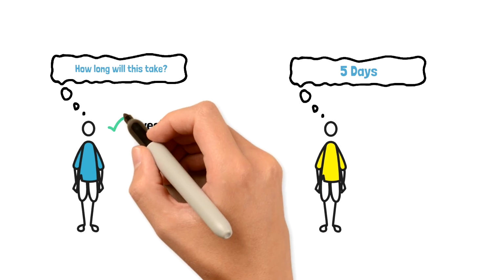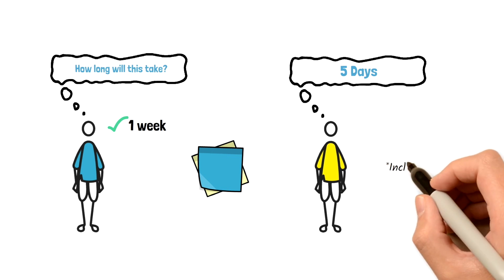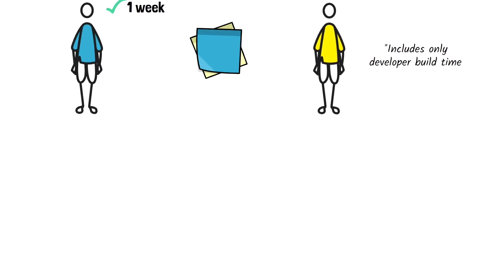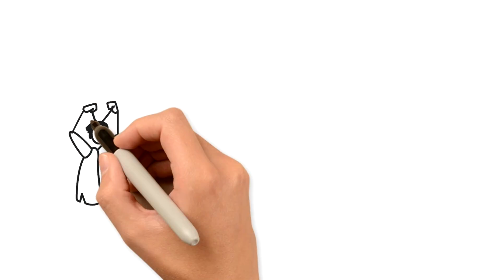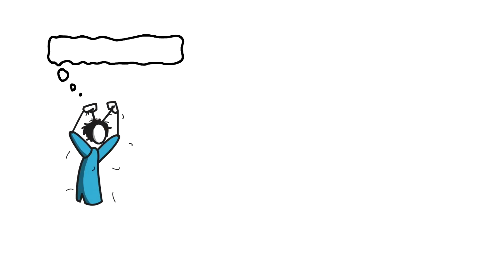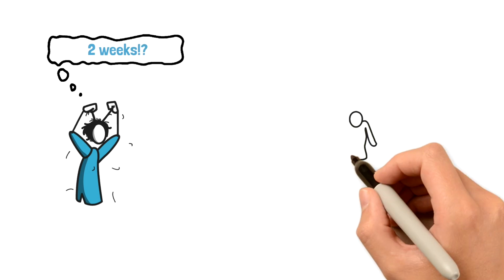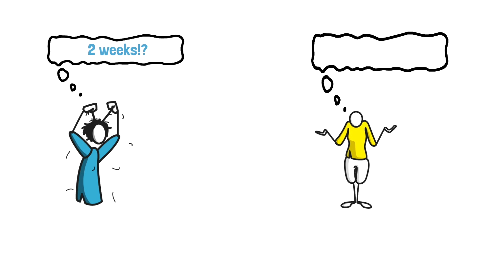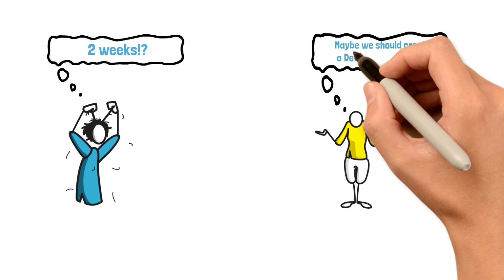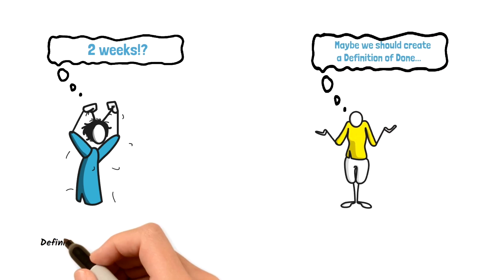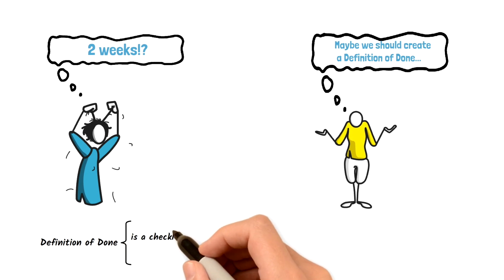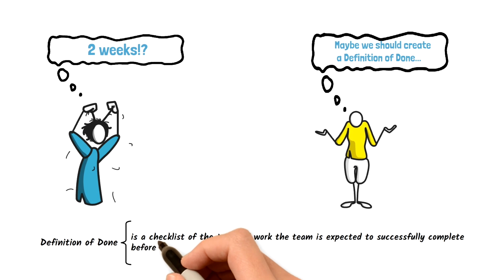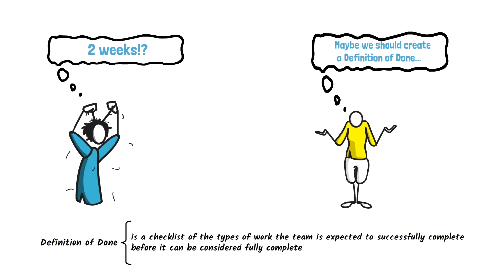In reality, the 5 days only includes the developer's build time and not the entire testing and deployment of the functionality, which in total comes down to 2 weeks. As you would expect, the customer will not be happy to find out the functionality is not done in 5 days, and it will take twice as long for the functionality to be fully complete. This scenario can be avoided by creating a definition of done. The definition of done is a checklist of the type of work the team is expected to successfully complete before it can be considered fully complete.